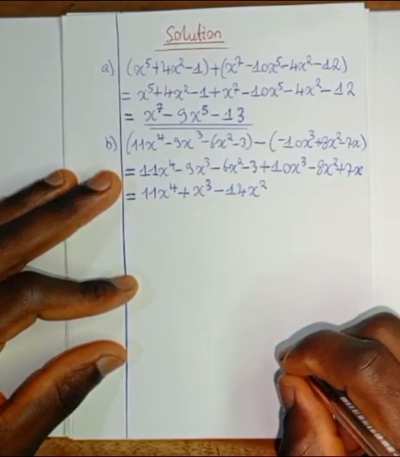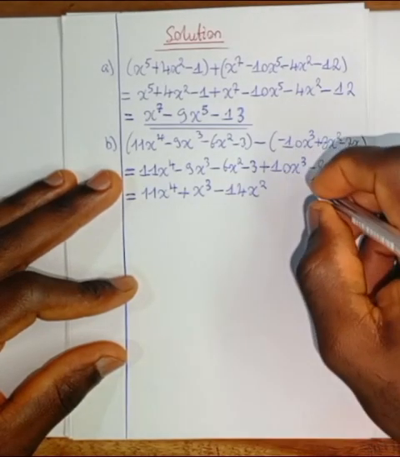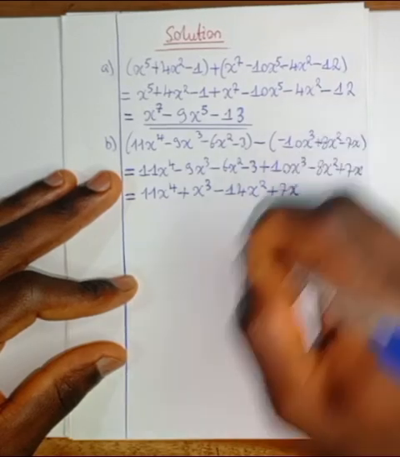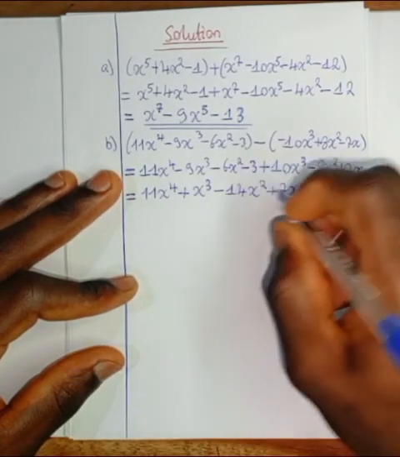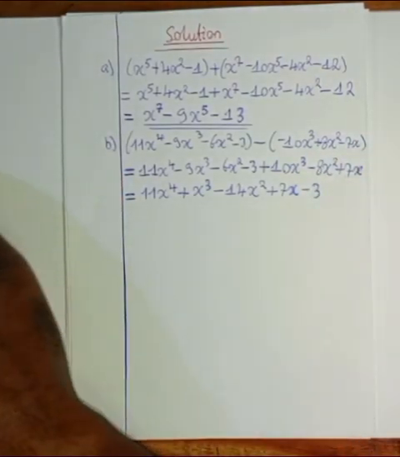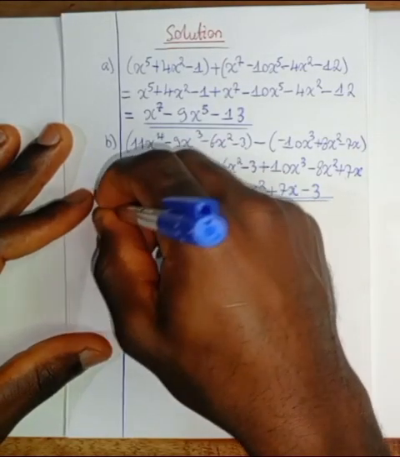Next, we move now to terms in x. We have just one term in x, which is 7x. Then we move now to the constant terms. We have just one, which is negative 3. This is the result. Move now to question C.